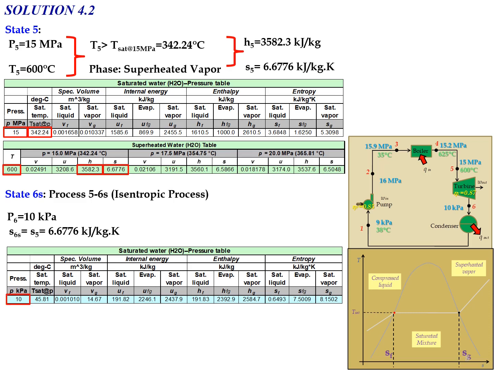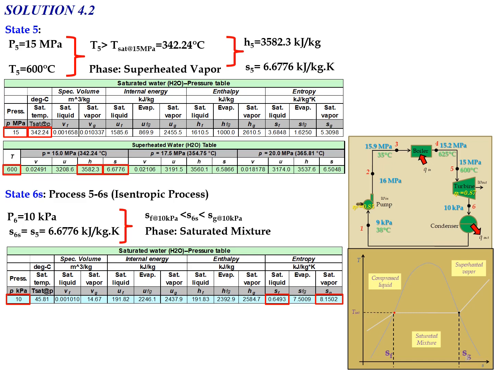So here at 10 kilopascal, the value of SF equals 0.6493 kilojoule per kg Kelvin, and SG equals 8.1502 kilojoule per kg Kelvin. So if the value of S at state number 6S is greater than SG, the phase will be superheated. But if the value of S6S is in between SF and also SG, the phase will be a saturated mixture. Okay, so now if you compare the values, S6S is in between SF and also SG. So the phase will be a saturated mixture.